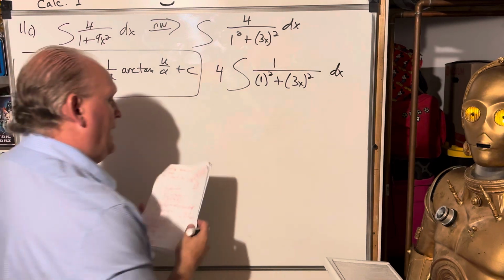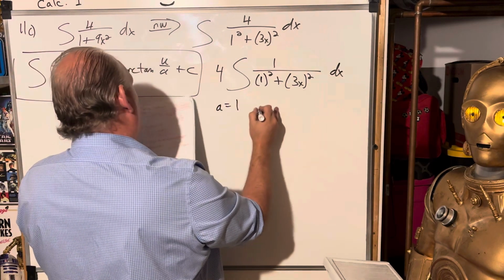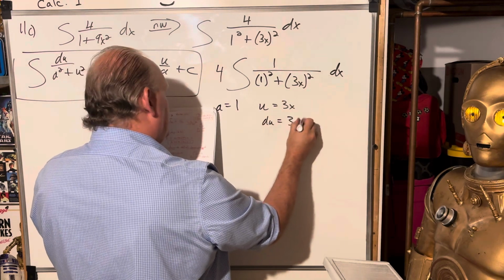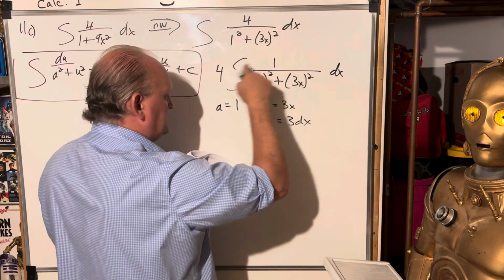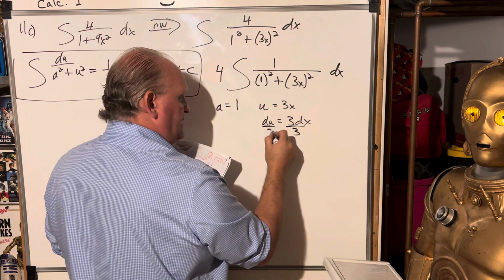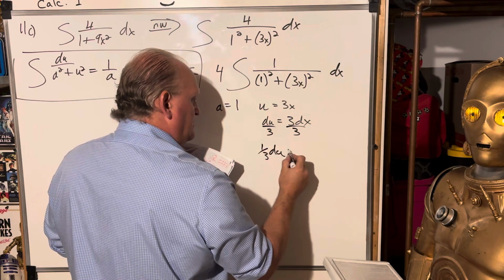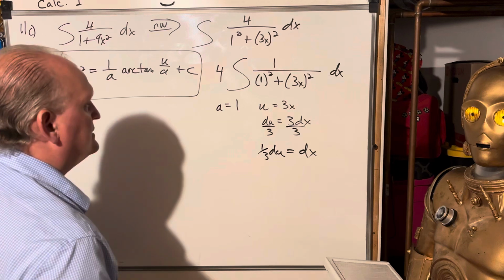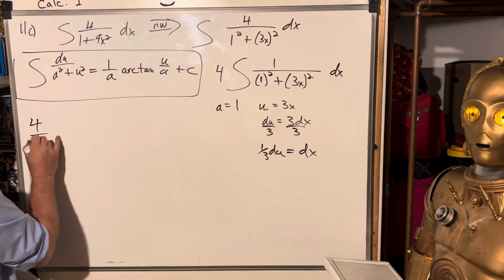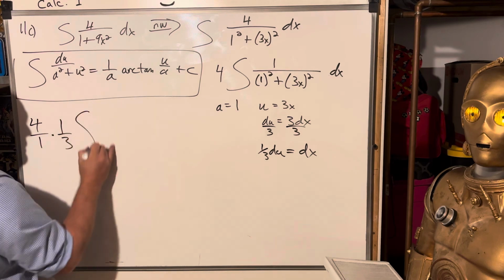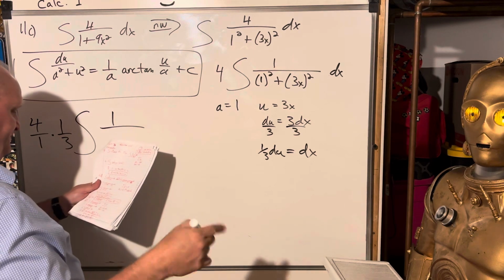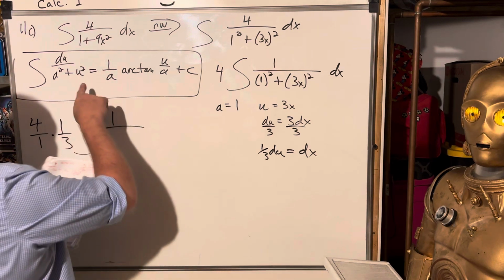Okay, so what do we got? We got a is equal to 1. We got u is equal to 3x. We got du is equal to 3 dx. I don't have a 3 dx. I got a 4 dx. That doesn't help me. So I gotta solve it for dx. 1/3 du equals dx. All right, so now I could take and insert that in. So I got the 4 already out there, 4 over 1, it's 1 over 3, it's 1 over all my stuff here.